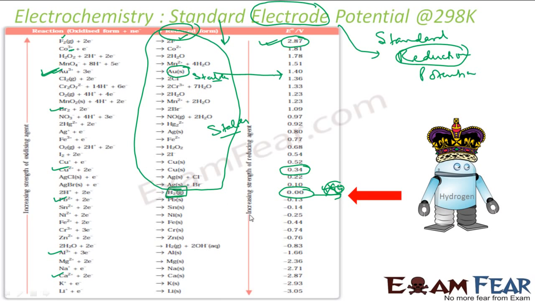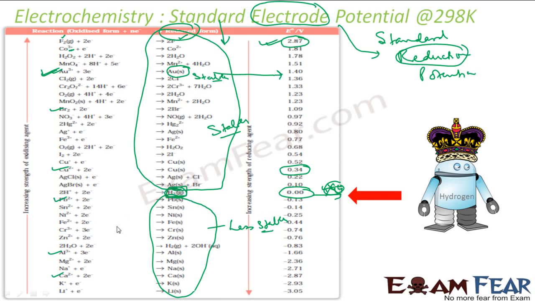Now again, if the electrode potential of the electrode is negative, for example in this case, that means the hydrogen gas is more stable than its reduced form. So if the standard electrode potential is negative, that means the hydrogen gas is more stable than its reduced form. See, I am talking only about the reduced form. So in this case this is more stable and this is less stable as compared to hydrogen gas, right?